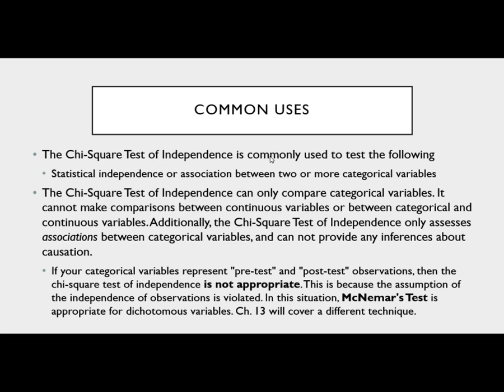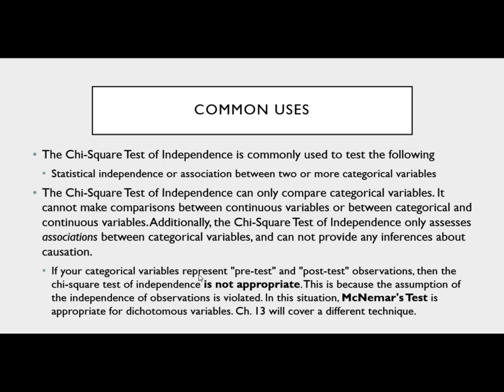Okay, so the chi-square test of independence is commonly used to test statistical independence or association between two or more categorical variables. The chi-square test of independence can only compare categorical variables. Okay, so it's categories, the nominal variable. It cannot make comparisons between continuous variables or between categorical and continuous variables. Additionally, the chi-square test of independence only assesses associations. It can't provide causation or any inference about causation. It's just like correlation. Correlation doesn't imply causation, neither does association.